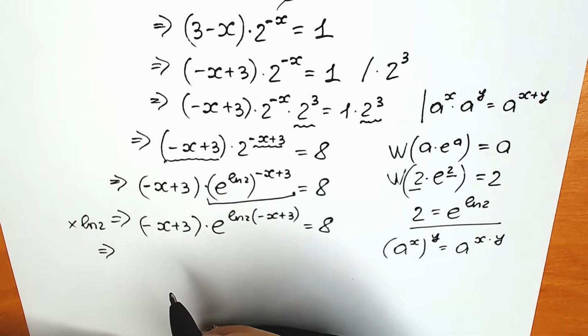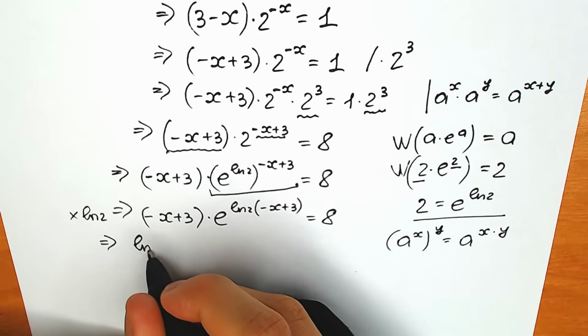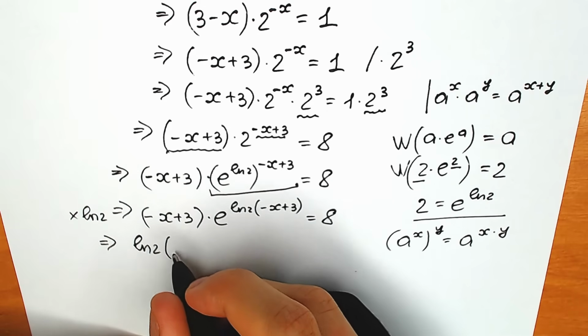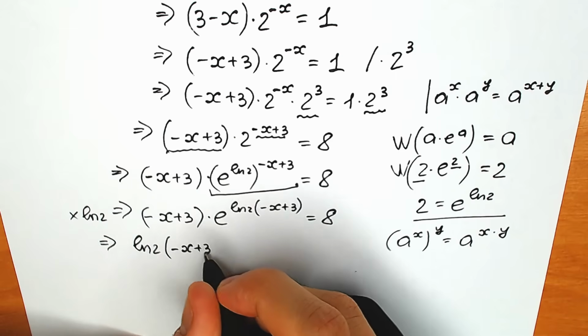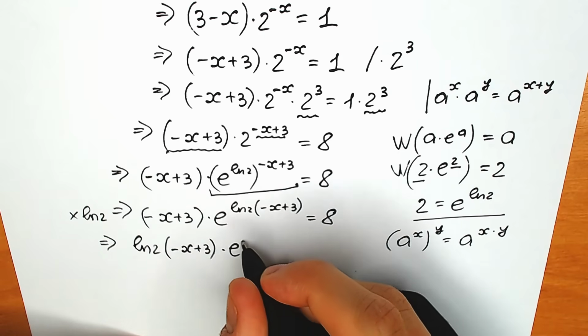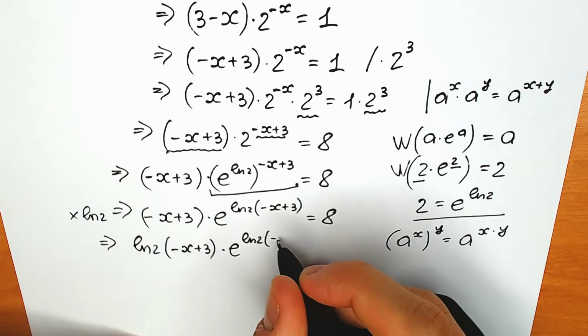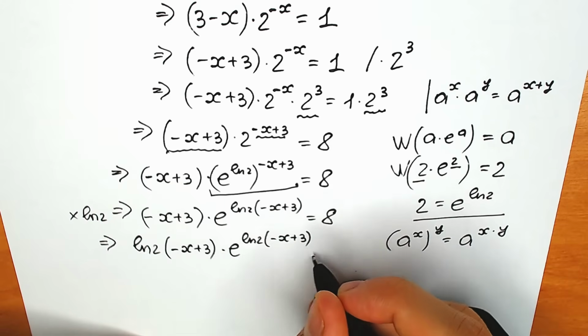So we have natural log 2 times minus x plus 3 times e to the power natural log 2 times minus x plus 3 equal to 8.